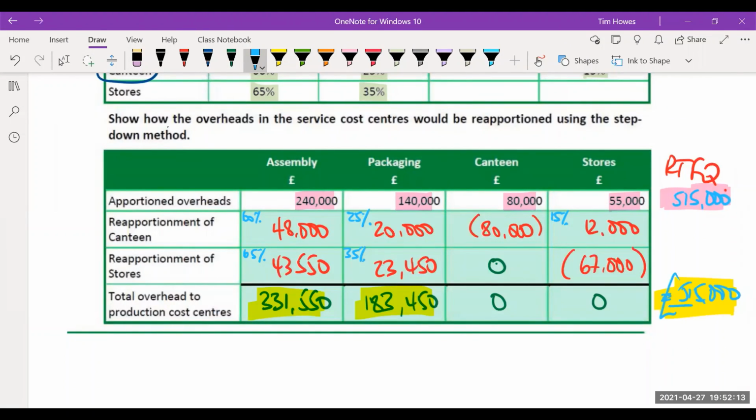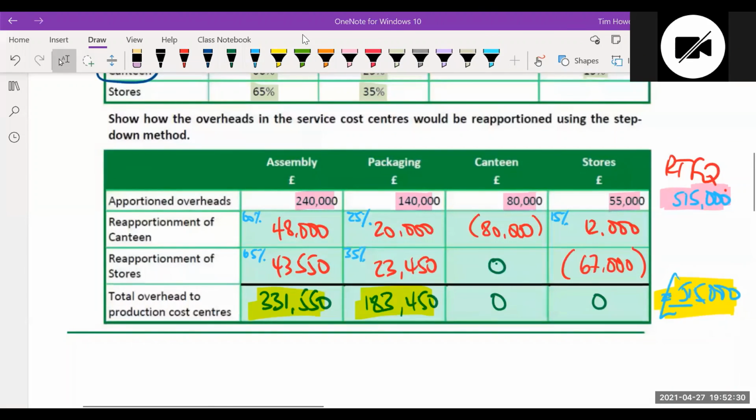That's it. The 67, you got that okay, Margot? So yeah, the 55 that was already in it, plus the 12 that came into it on the first reapportionment of the canteen. So there you go, ladies and gentlemen, folks.